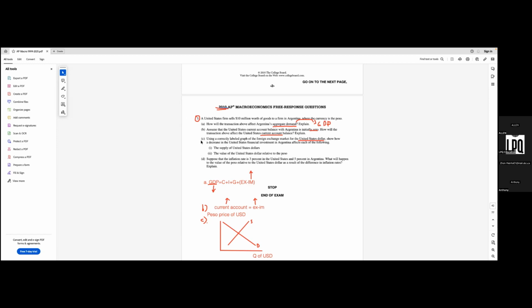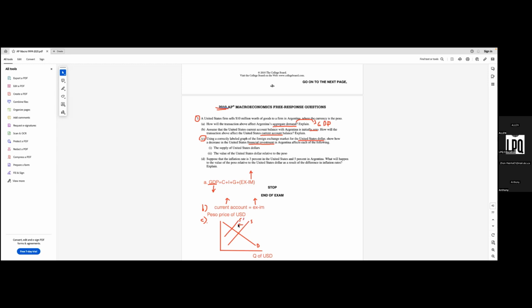Oh, question C actually is another question. It has no relationship with the previous transaction. So show how it decreases United States financial investment in Argentina. Basically, Americans no longer invest their money into Argentina as a financial market. So if we don't need to invest our money into Argentina as a financial market, we don't need to convert our home currency into foreign currency.